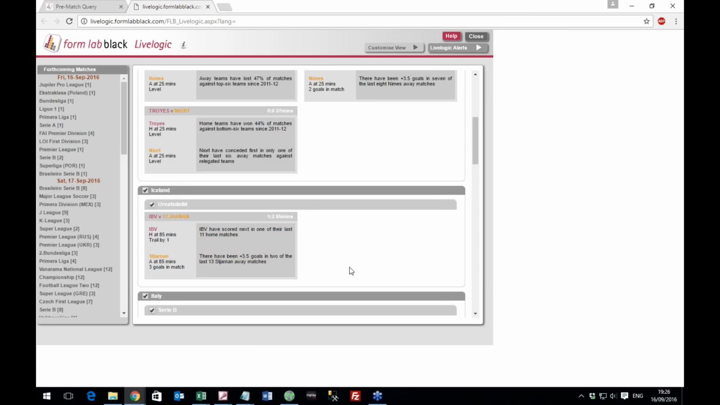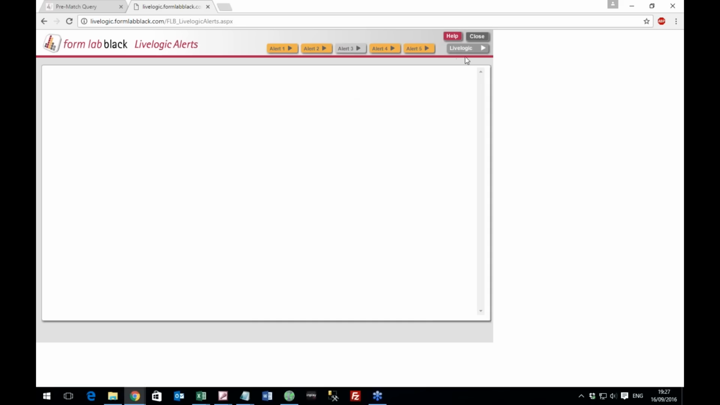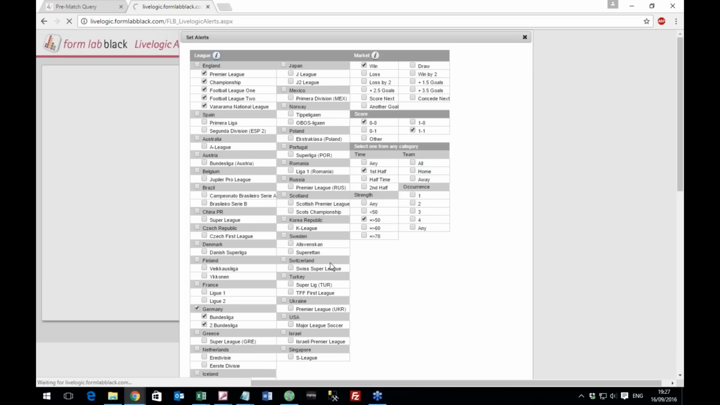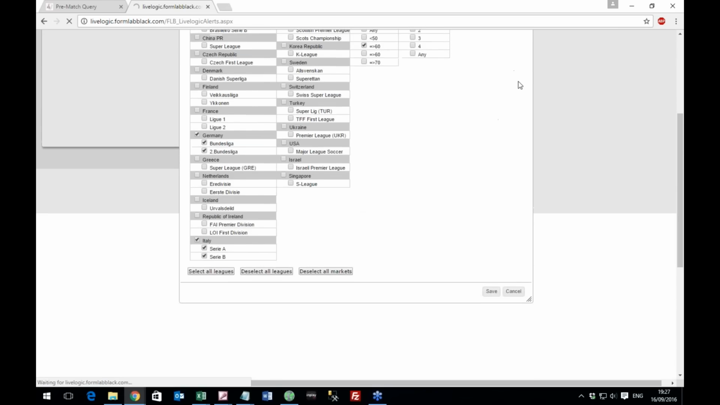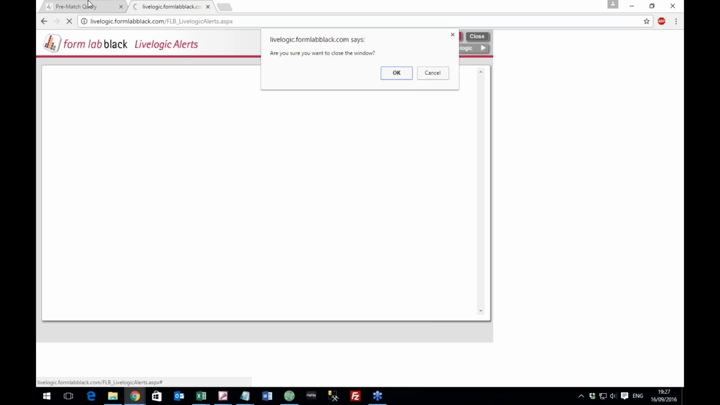We see that it's just flashed up here in the Icelandic game, 85 minutes. We get an alert every time a goal is scored across every game that we cover, with the stats for both teams in those games. It creates a huge amount of potential bets on a weekend, and you can customize your alerts as well to select just the interesting things you want. If we go back to Live Logic now, I'm just going to have a look and see if we've got any other interesting bets around.